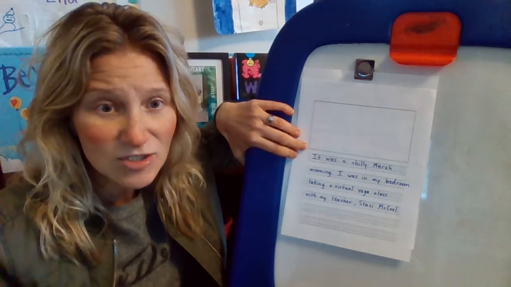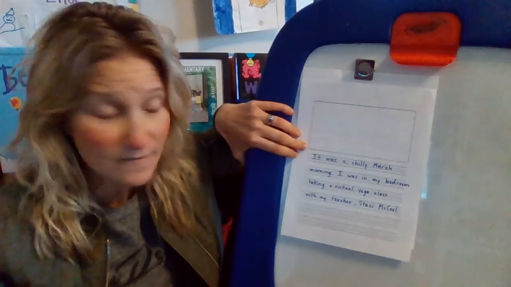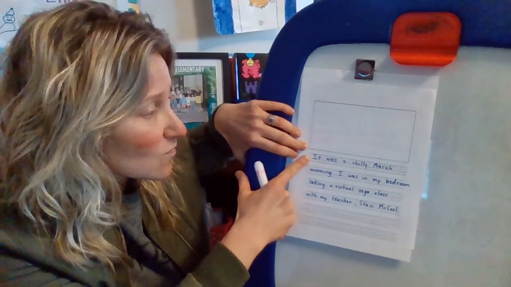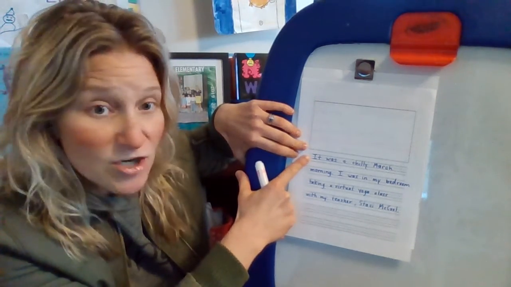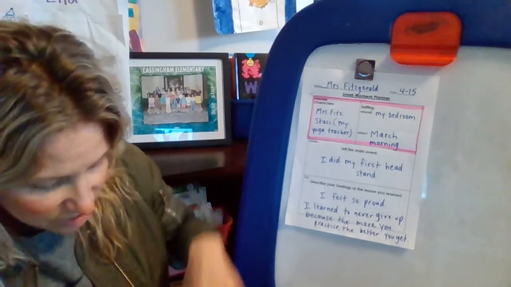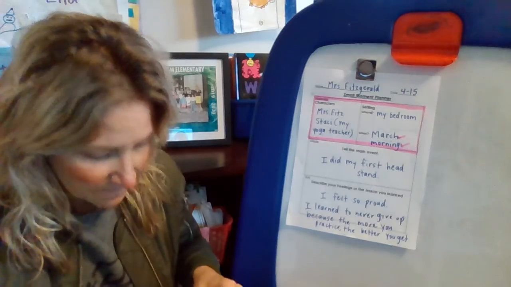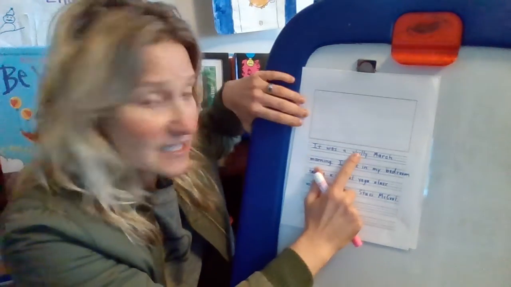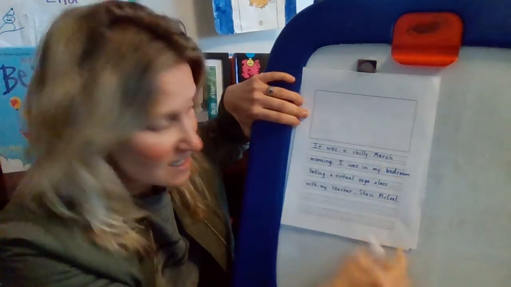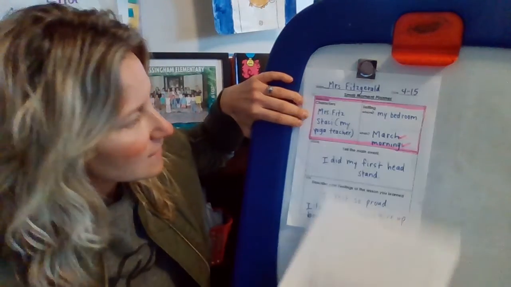So I want to start with describing the setting. Sometimes good writers describe where the character is to get the reader thinking. I'm going to write, it was a chilly March morning, period. I included the word March and I included the word morning. So I'm going to put 2 check marks beside those. I decided to add the word chilly because it was cold outside. And I think it helps my reader understand the setting.